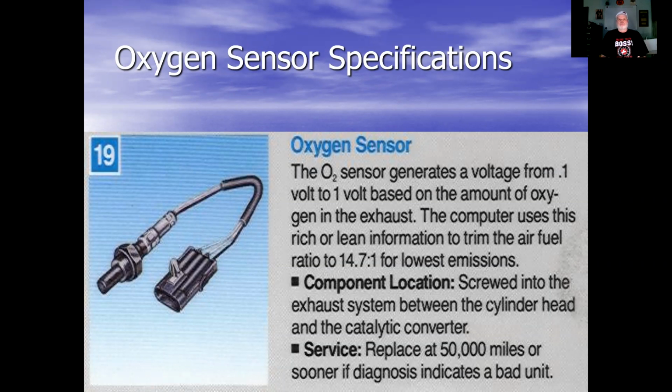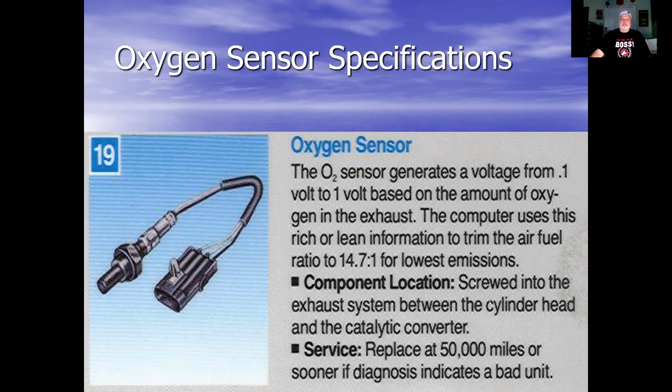Well, it generates its own voltage, anywhere from 0.1 to 1 volt base is what we're usually looking at. The computer uses this rich or lean information to then make the adjustments. Now remember, we are looking at oxygen content. This is where it kind of gets flipped backwards, because people think of an O2 sensor and they have a tendency to look at the fuel side of it versus the oxygen side of it.